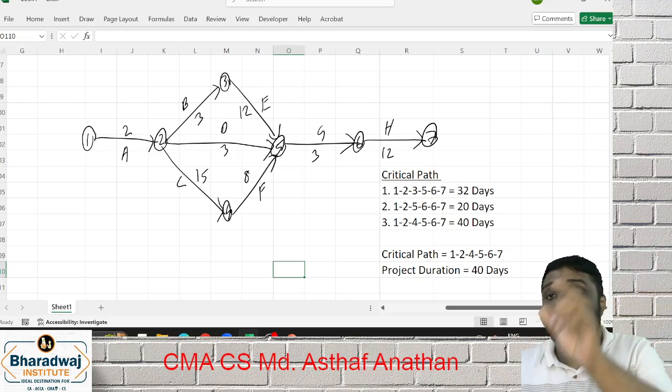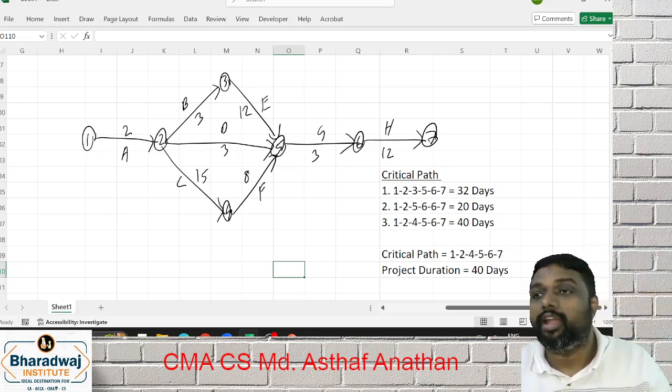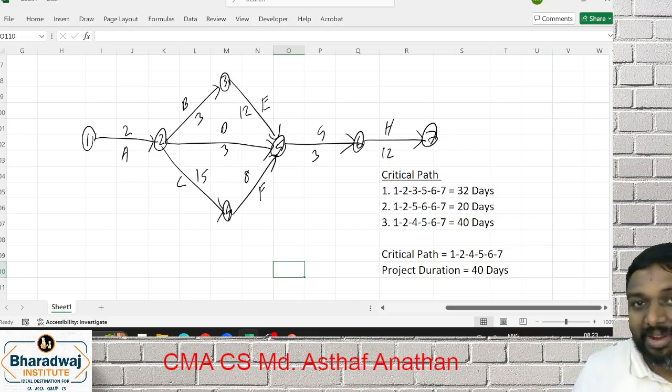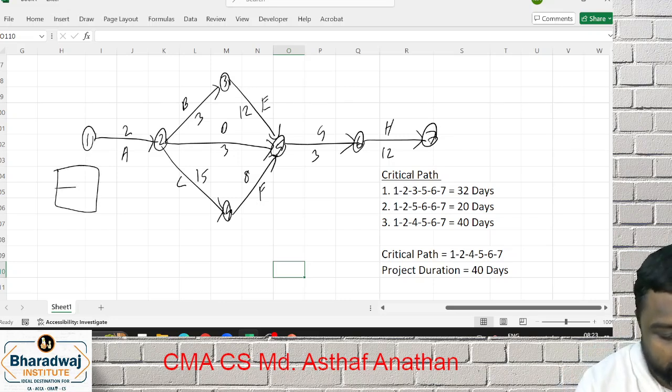Now, if you want total float, free float, independent float, you have to find out E value and L value. Hope all of you tried the same. E, L.